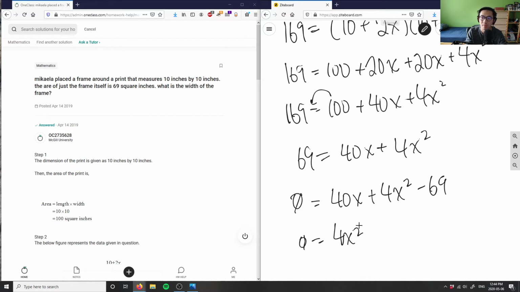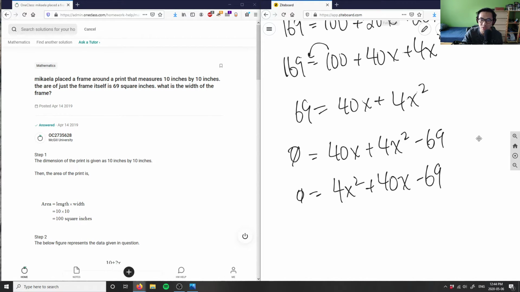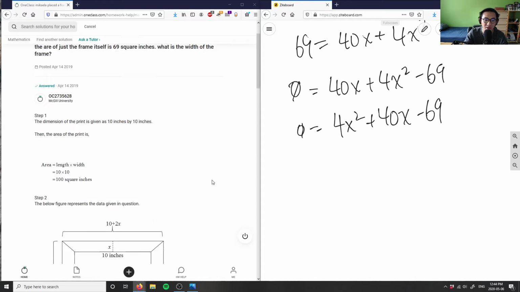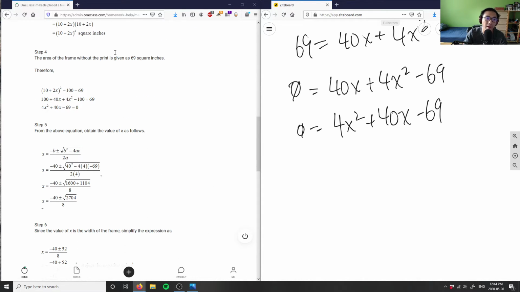4x squared plus 40x minus 69. And I believe you're going to have to use the quadratic formula to figure this out. I don't think this is factorable. Let me just check real quick if this is factorable. 4, 40, negative 69. Oh, it is factorable, but it will give us a fraction here. So as you can see, they also did the quadratic formula. So let me just do the quadratic formula real quick.